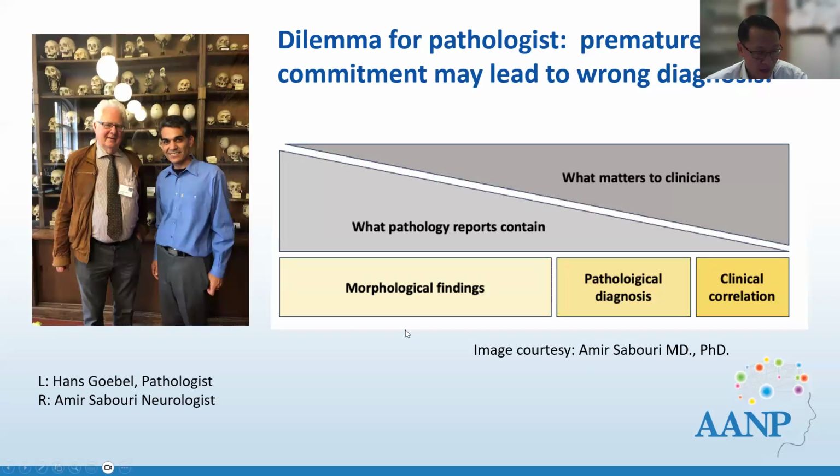So lately, I have had a lot of discussion with Amir Sabori, who is on the right here. He is a neurologist practicing at Kaiser Permanente in California. He gave me this figure that he made. Basically, a pathology report can be composed of these 3 components. So there are morphologic findings, basically the microscopic descriptions. And then we can have a pathology diagnosis. This would be a one-liner that summarizes the pathology findings. This can be descriptive or definitive.